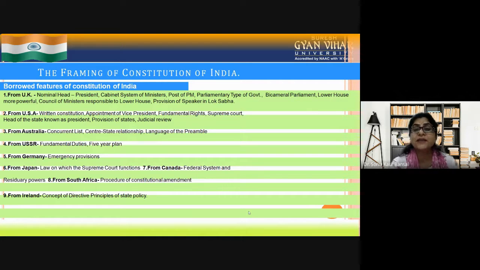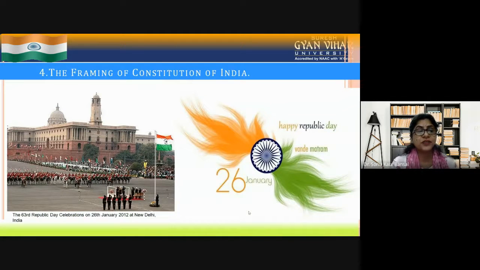So isn't it brilliant that we have not confined ourselves? Rather, we followed the concept of Vasudhaiva Kutumbakam, and our constitution framing committee members were very wise and intelligent enough to borrow very good things from other constitutions of the world. That's why our constitution has a very good spirit and is a wonderful written constitution. The framing of the constitution, this is the picture that I'm showing to you. That is how Republic Day is celebrated.